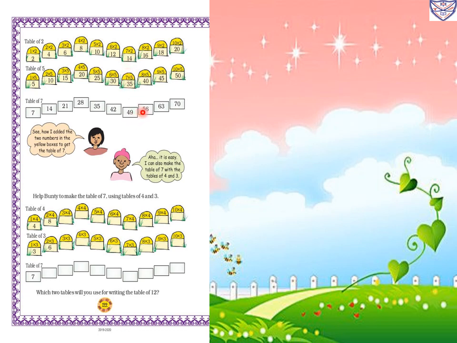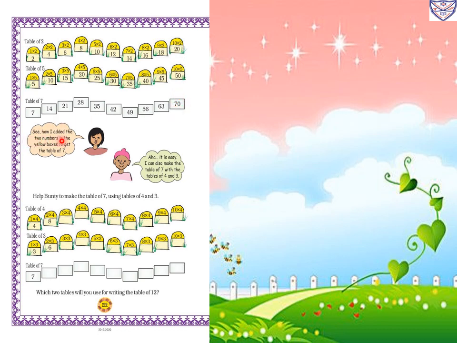Then 7 eights are 56. She will add 40 and 16, that is 56. Then 7 nines are 63. So she will add 45 and 18. So it will give 63. Then 7 tens are 70. So she will add 50 and 20. So that will give 70.